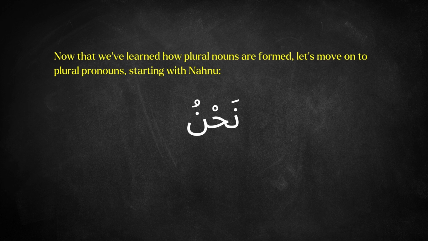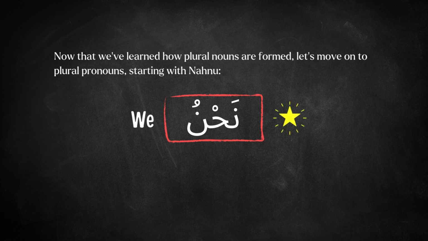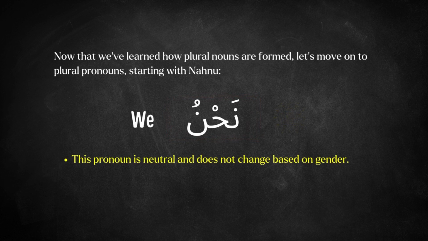Now that we've learned how plural nouns are formed, let's move on to plural pronouns, starting with نحن, meaning we. This is the first plural pronoun we'll explore, and it has some unique characteristics. This pronoun is neutral and does not change based on gender. It refers to groups of three or more people.